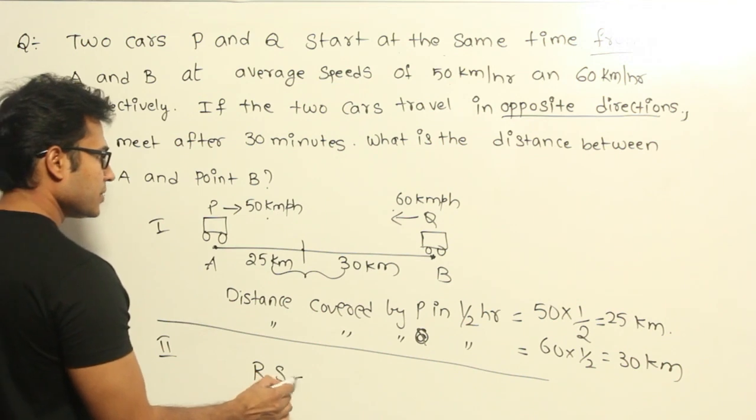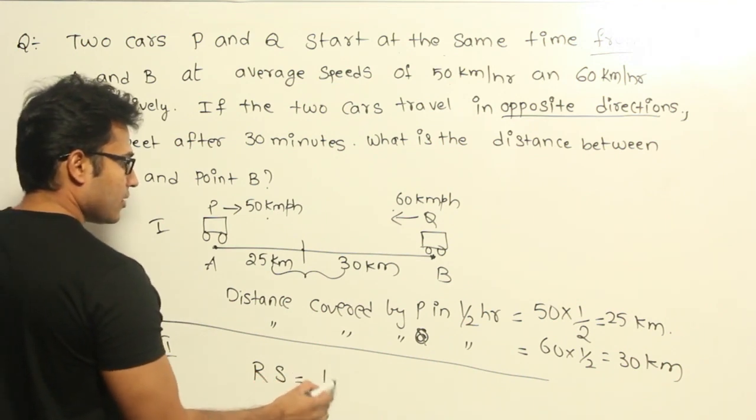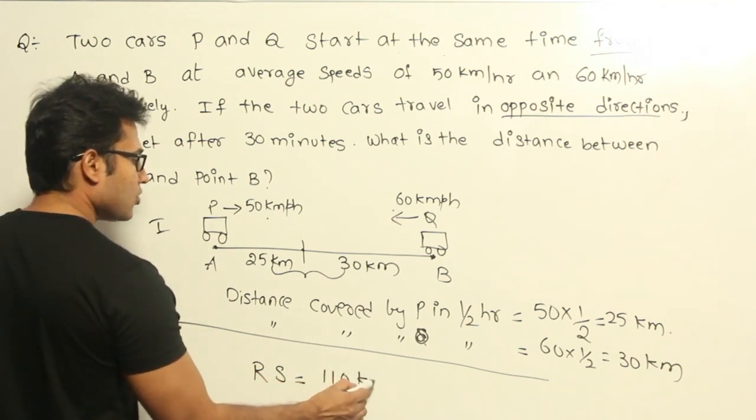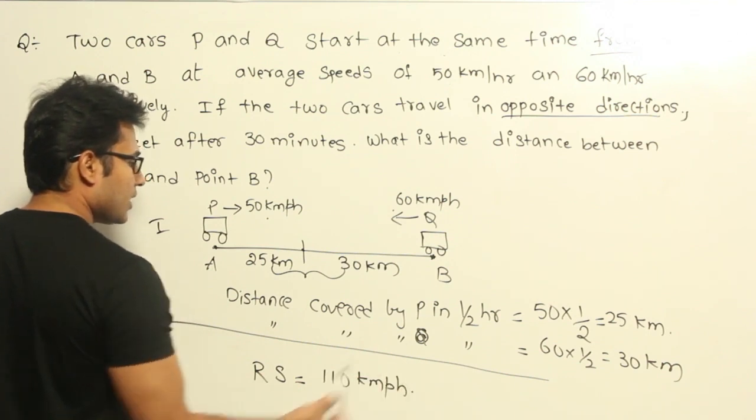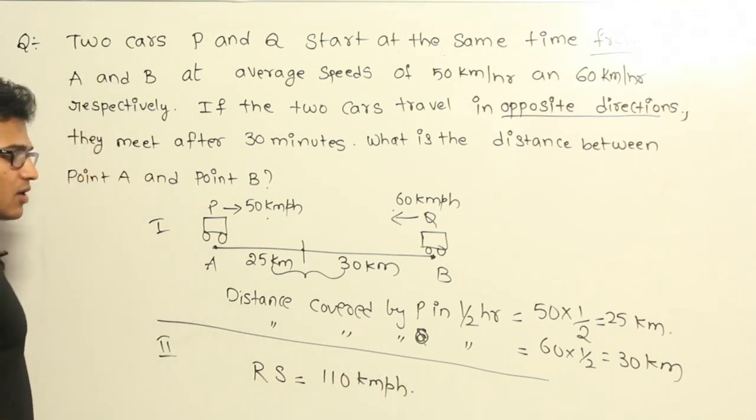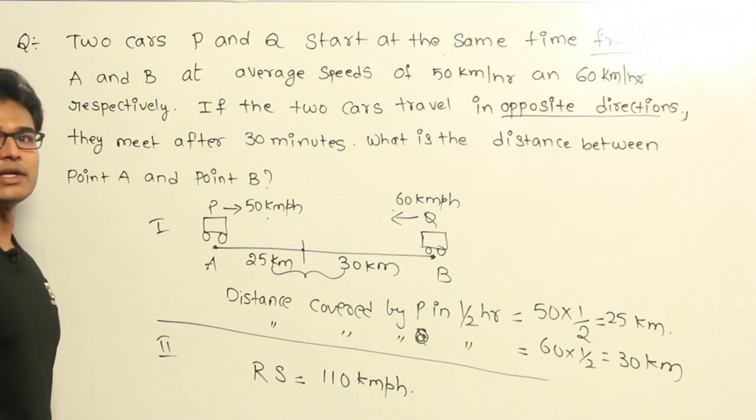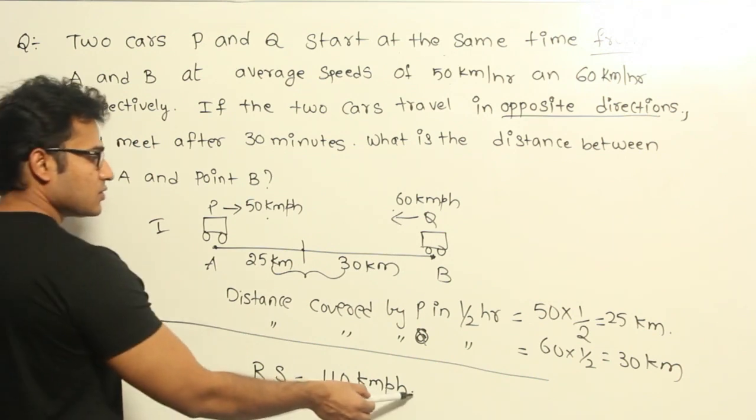Therefore the relative speed here is how much? 110 kilometers per hour. And now they have clearly given that in half an hour they both are meeting, which means the entire distance is going to become 0.